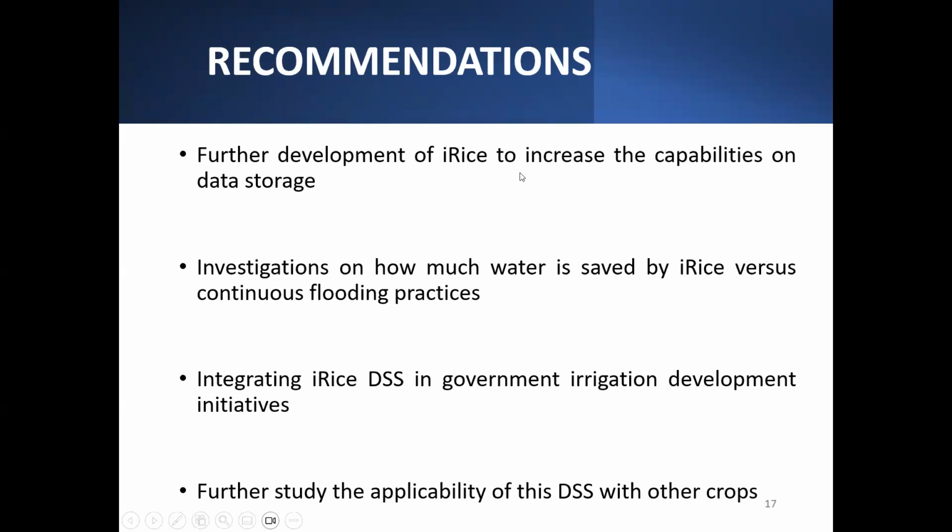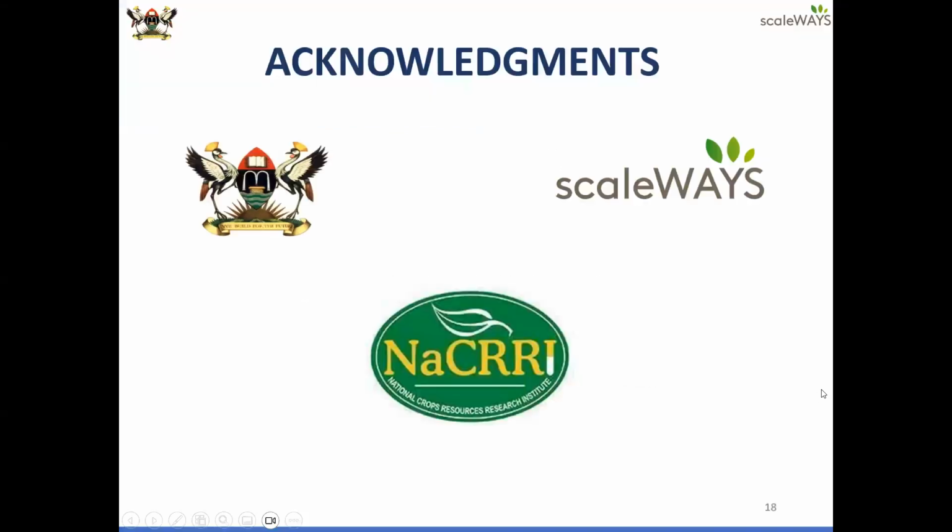We recommend that further development of the HydroRice irrigation decision support system is done to increase the capability on data storage. Currently, the information generated is very high, and cloud computing can be explored. Then investigations on how much water is saved versus continuous flooding, integrating this decision support system into government development programs, and further studies on how it can be used in other crops, because it can work also in horticulture and others.